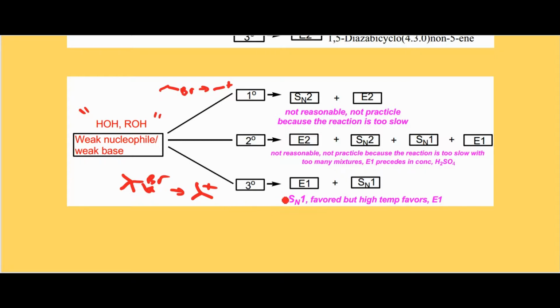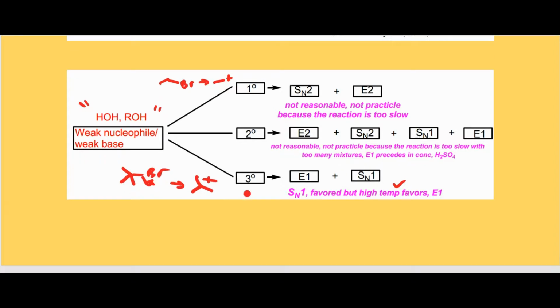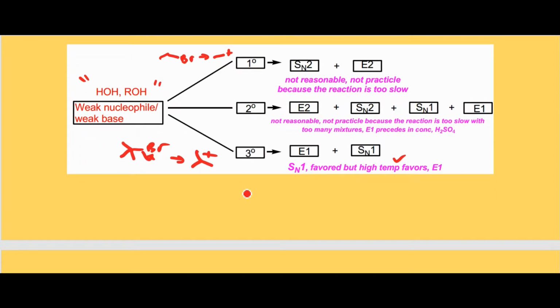Sn1 mostly wins over E1 most of the time, but studies have shown that whenever you have a higher temperature, then much of E1 will start showing up and Sn1 becomes the minor. So if there's no heat specified, only think Sn1 with the tertiary. So that's the summary, too much talking, but let's now go specifically to examples. But before that, I'm going to explain to you what primary, secondary, tertiary substrates are.